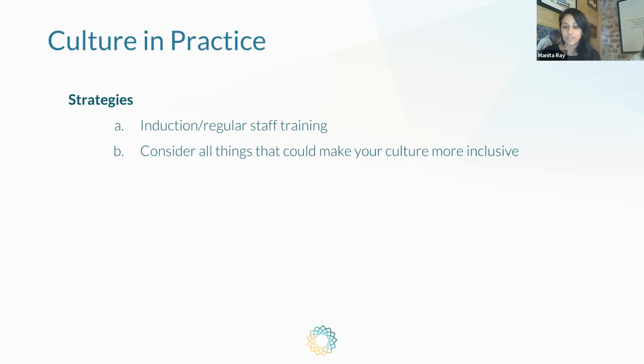one is to do induction and regular staff training. Training is a way to raise awareness, a way to address different biases, and a way to develop a common language for everyone to be able to address the issues relating to gender within your organization, which is really important.